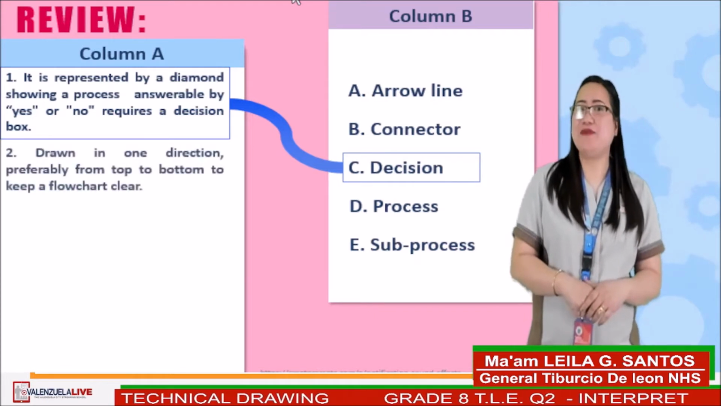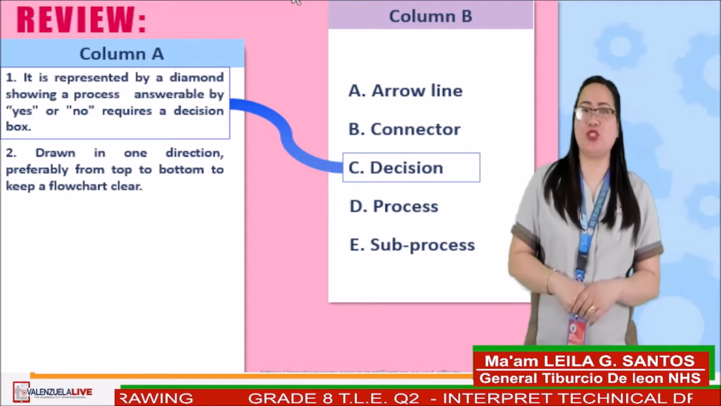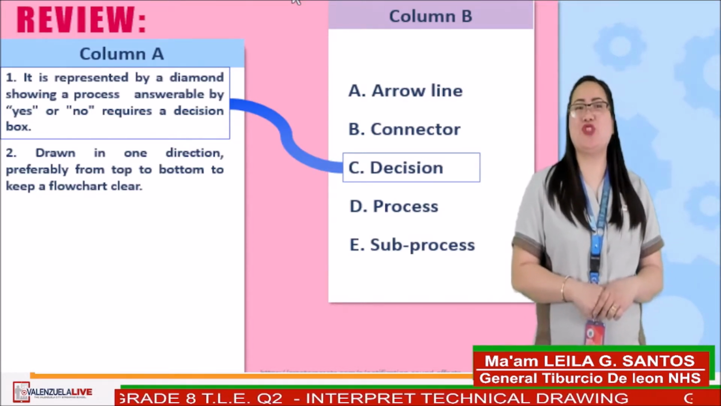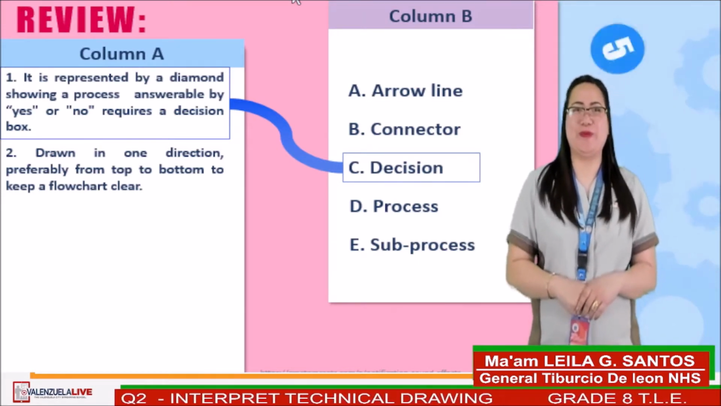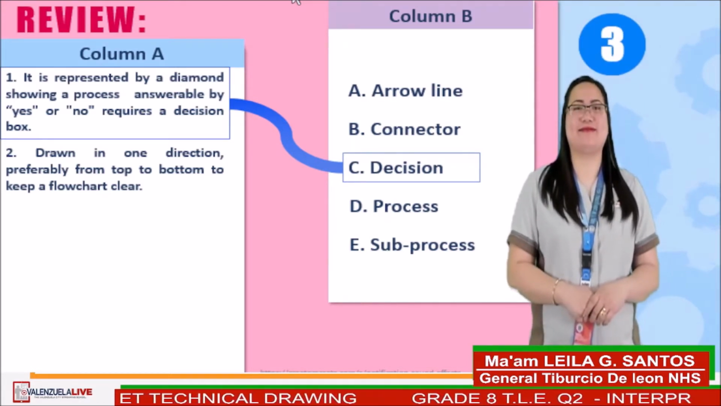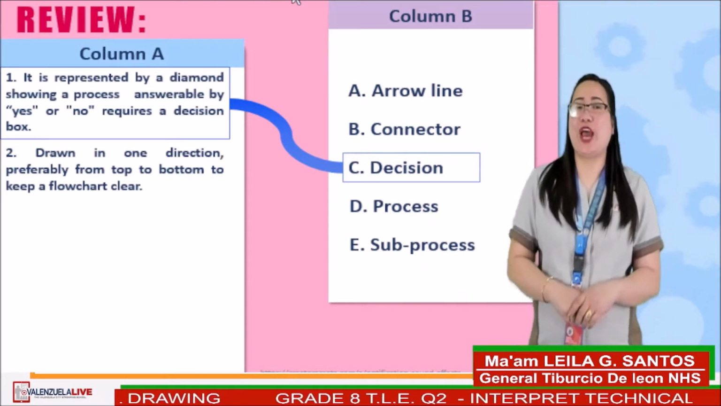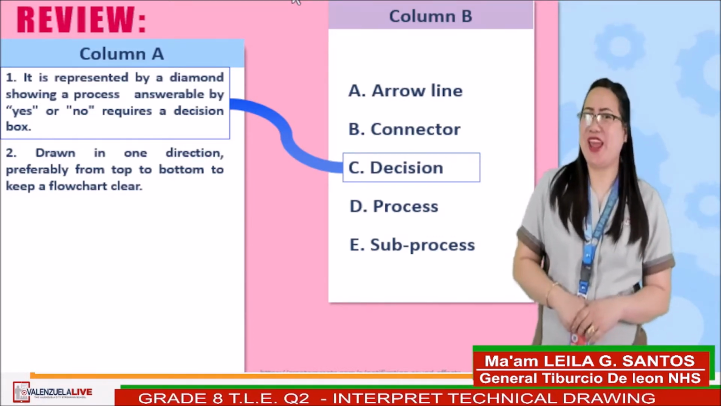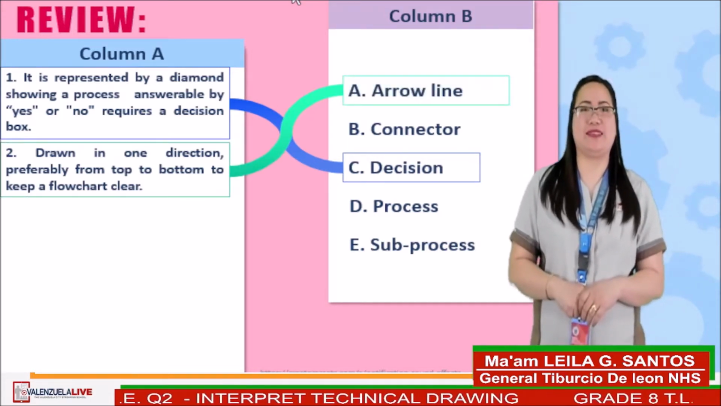Next, let's have the answer for number 2. It is drawn in one direction, preferably from top to bottom, to keep a flowchart clear. Your timer starts now. Time's up! What is your answer, my dear learners? Great! You've got the correct answer, and that is letter A, arrow line.